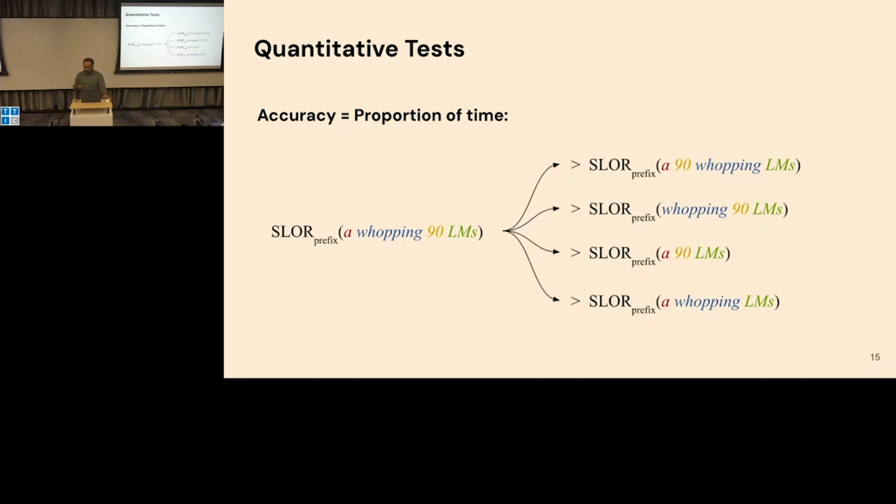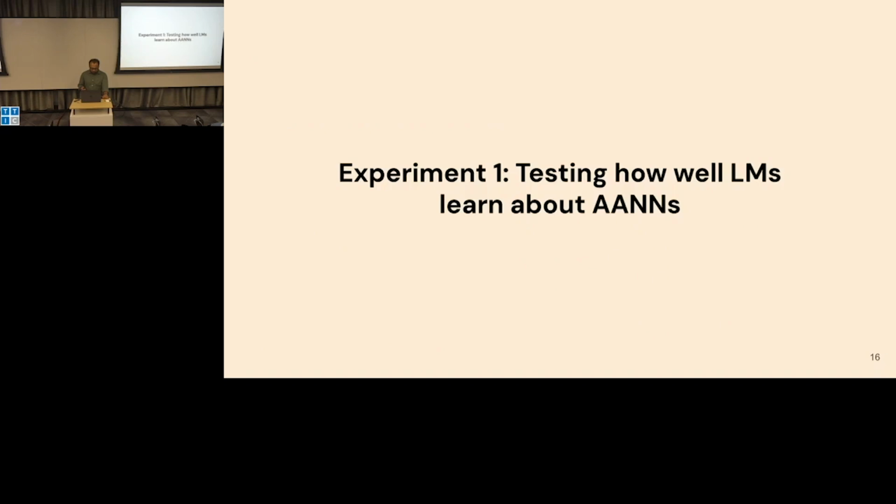Just to clarify, the fact that you're putting a whopping 90 LMs on the left and all the others on the right, that doesn't come from human preferences. That comes from your knowledge of grammar. Yes. Okay. Because this is a four-way pairwise comparison, chance performance is 6.25%. And so now we're ready to look at experiments.